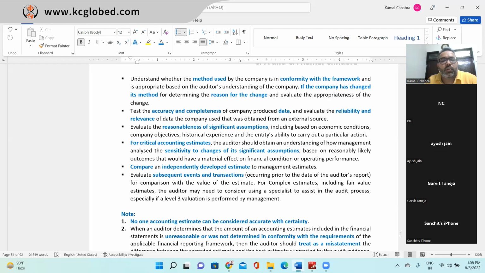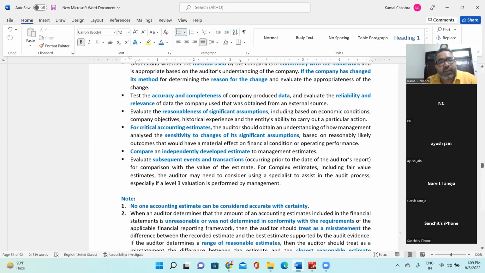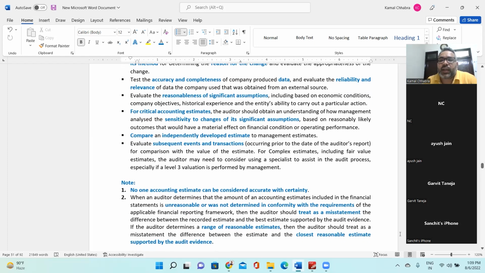Second test you need to do, test the accuracy and completeness of the company-produced data. So in chapter 3, we discussed information produced by the entity, IPE. So here also, whatever information the company is considering to calculate those estimates, you need to test the completeness, accuracy, reliability and relevance of the data which is being considered as the base for the calculation of the respective estimate.